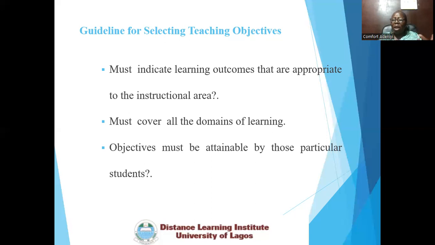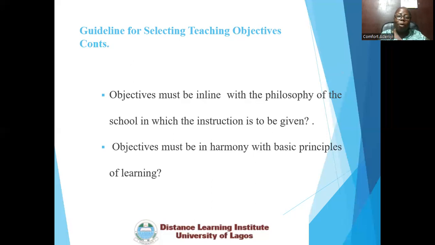If it is too difficult, the student will not be able to do what? They will not be able to achieve it. The objective will not be achievable. But if it is too simple too, the students will not really concentrate in the classroom. If most of the students already know what you are to teach, they will not concentrate and they will not be serious with the study. So it must be appropriate for their age, for their background, for their experience, and so on and so forth.